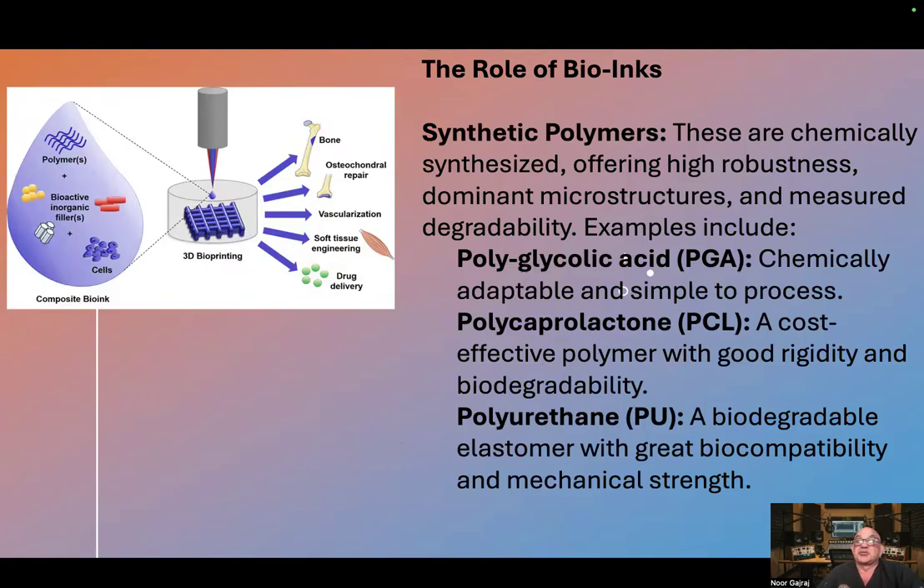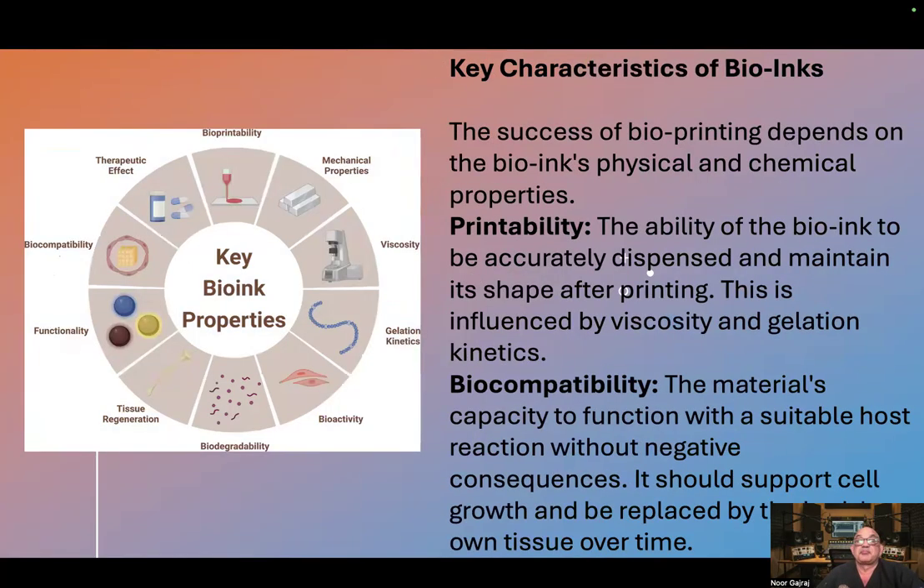Synthetic polymers. These are chemically synthesized, offering high robustness, dominant microstructures, and measured degradability. Examples include polyglycolic acid, chemically adaptable and simple to process. Polycaprolactone, a cost-effective polymer with good rigidity and biodegradability. Polyurethane, a biodegradable elastomer with great biocompatibility and mechanical strength.